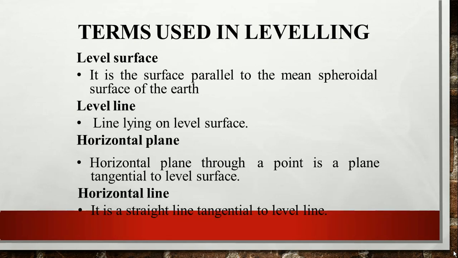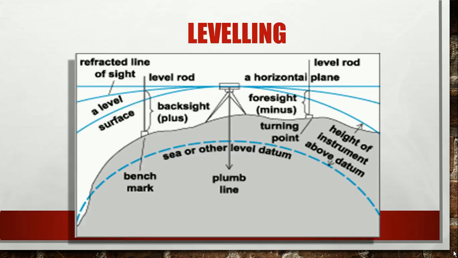Number one is level surface. Basically it is the surface parallel to the mean spheroidal surface of the earth. Number two is level line, a line lying on the level surface. Number three is horizontal plane. A horizontal plane through a point is a plane tangential to the level surface. After that, horizontal line is a straight line tangential to the level line.